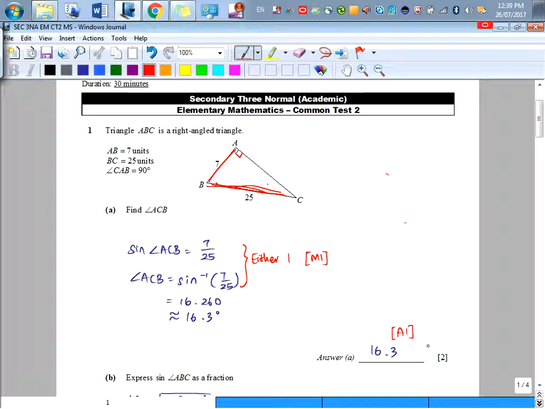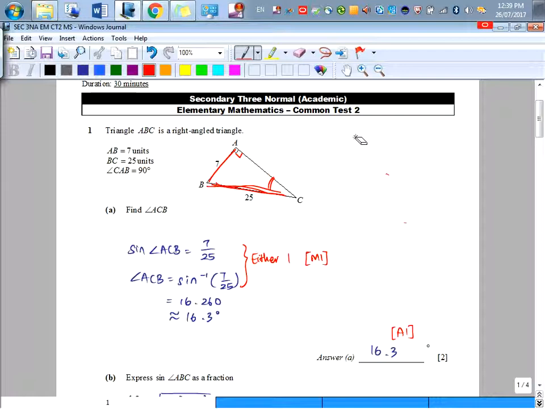Then we want to find this angle, ACB. You are given opposite, you are given hypo. So opposite and hypo, what should I be using? Sine. I should be using sine. So sine angle ACB will be equal to opposite, which is 7 divided by 25. Once you have this, I will give you 1 mark.